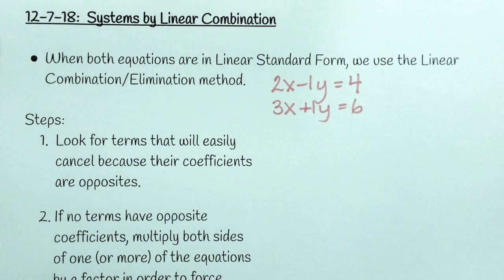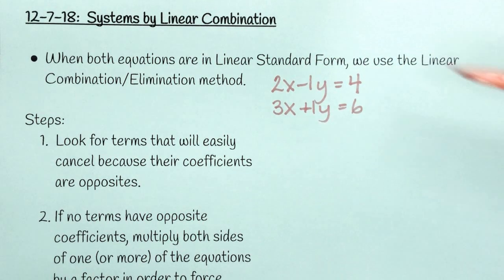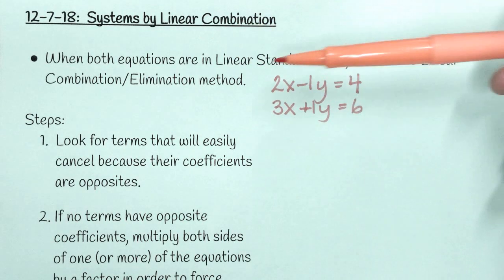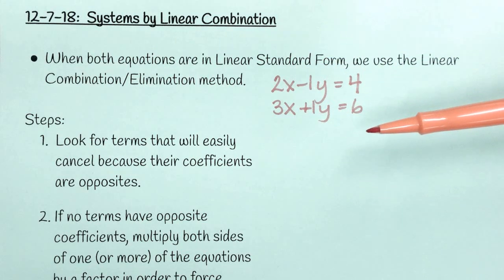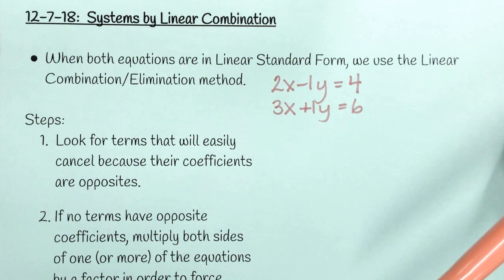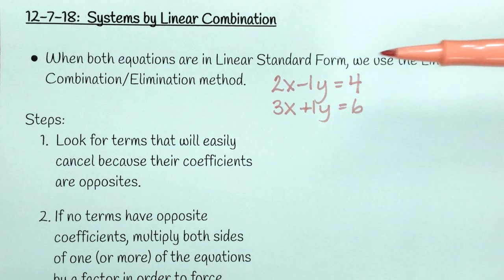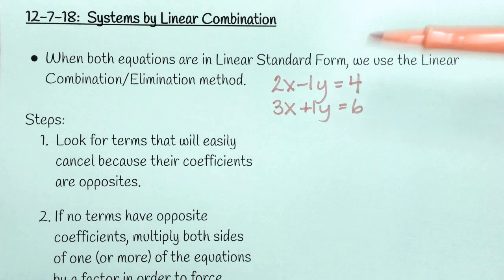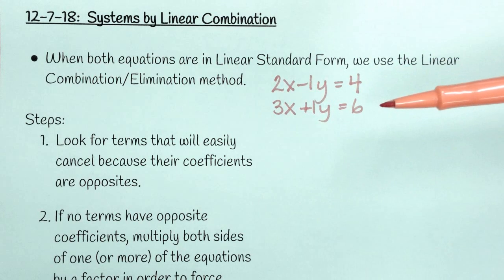Okay, so what we do with linear combination is we're going to combine. Combine means to add. Linear combination means to add two linear equations. So we're going to add these linear equations in a way that we eliminate one of the variables. Remember, the point is for us to use these two equations to create a new equation that only has one variable, so we can solve it and figure out what the other one is, okay?